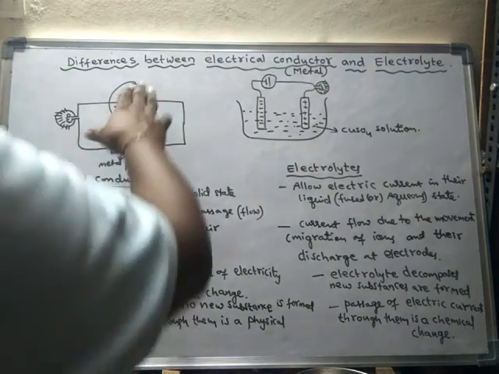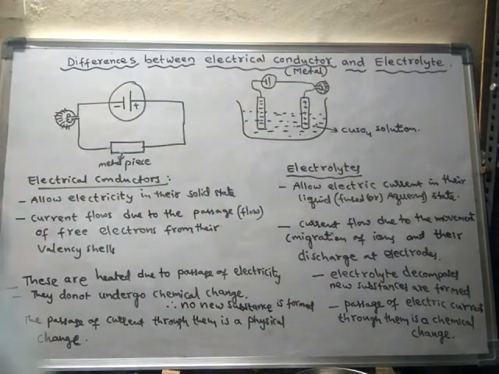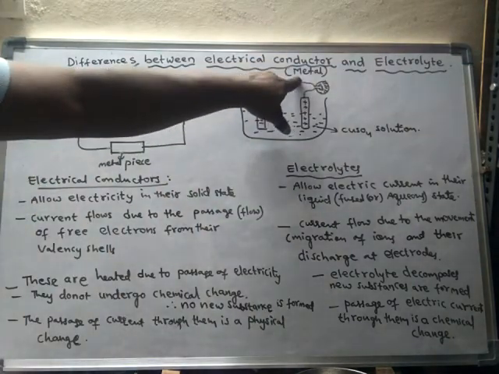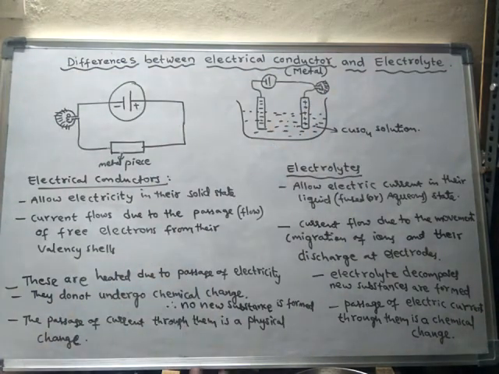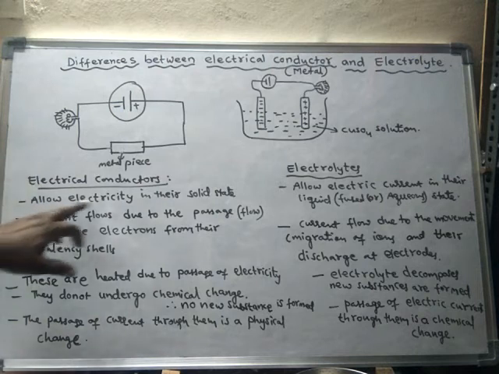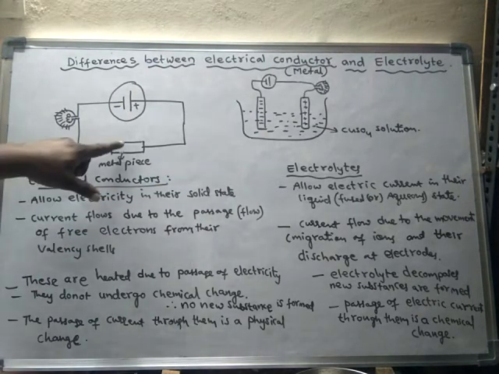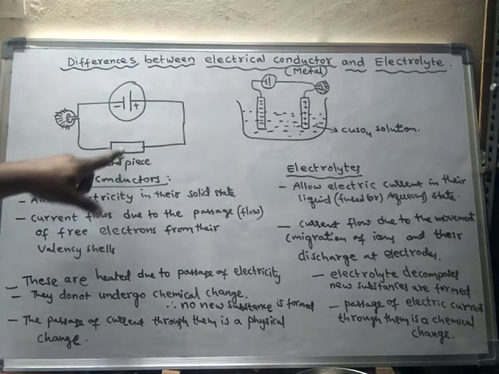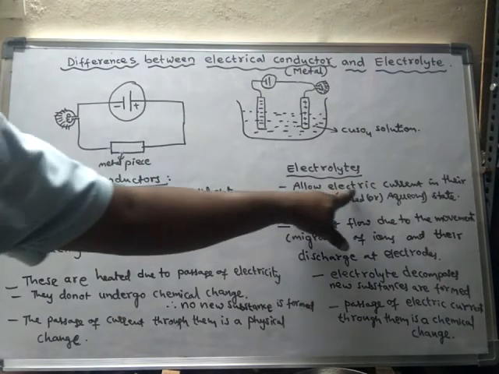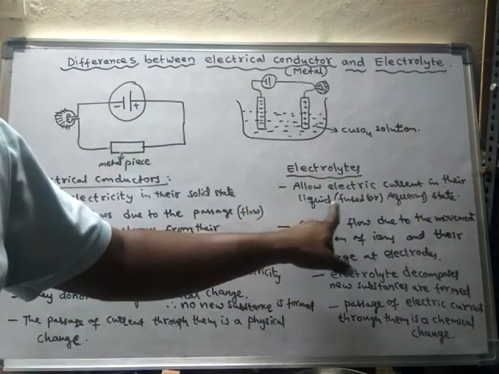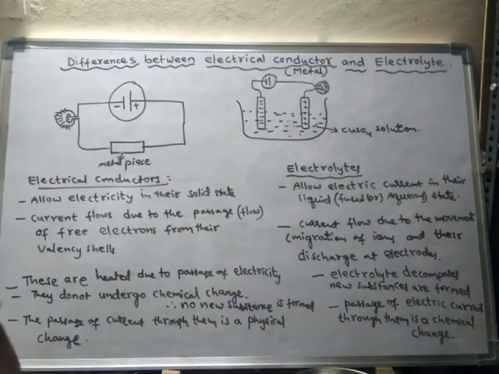So now we will learn the basic difference between the electrical conductor and electrolyte. See, electrical conductor is a metal or graphite, whereas electrolyte means any ionic substance, either in fused state or else in aqueous solution. Electrical conductors allow electricity in their solid state, whereas the electrolytes allow electric current in their liquid state. Liquid state means either in fused state or else in aqueous solution.